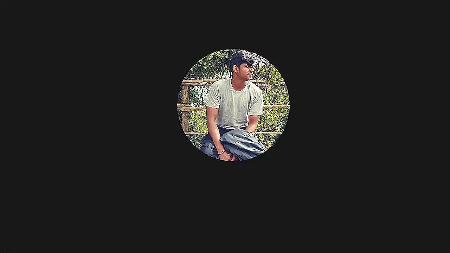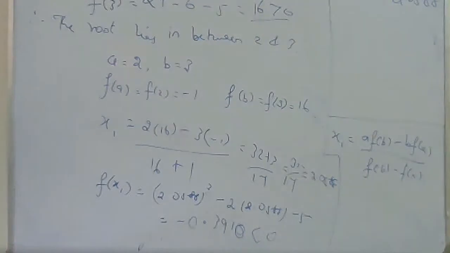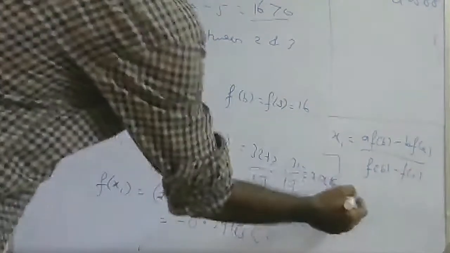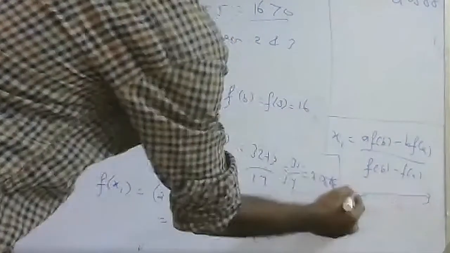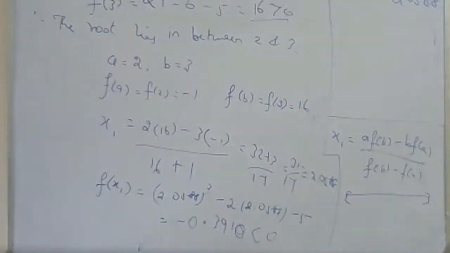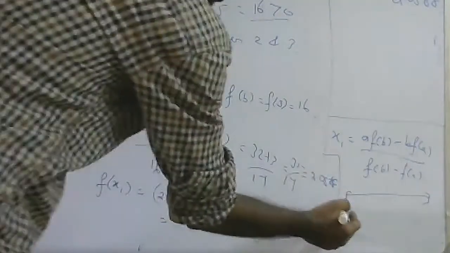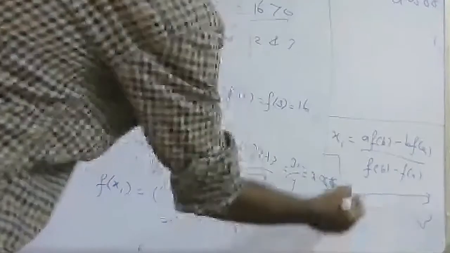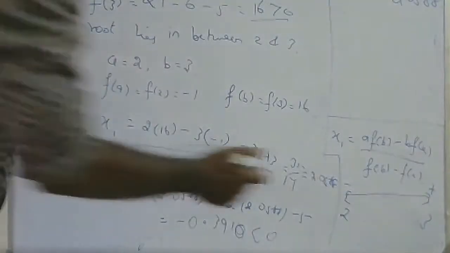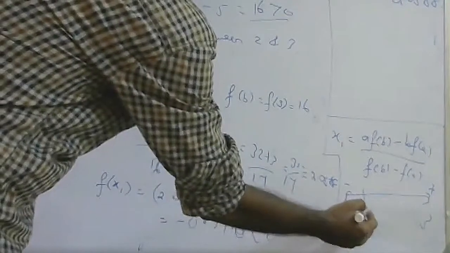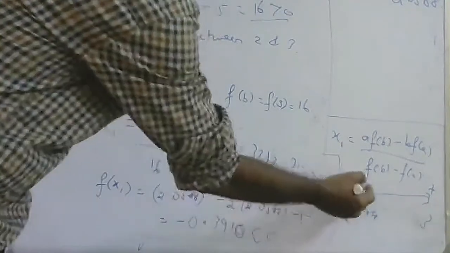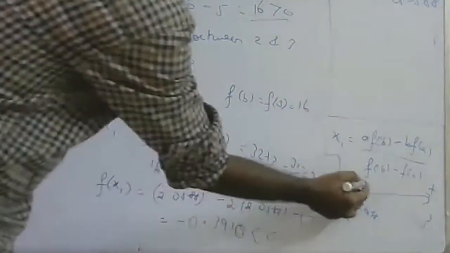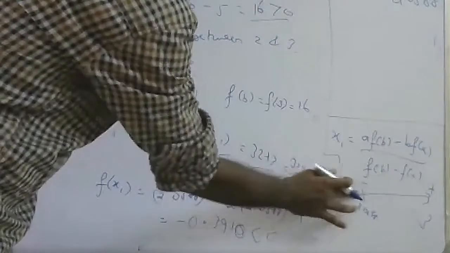Okay, 3910. Sorry. Now we have to draw the bisection diagram. A value is 2, B value is 3. One is negative, this is positive. Similarly, 2.0558 is close to here. Is it negative or positive? It's negative. So in the negative, you have to rub this.